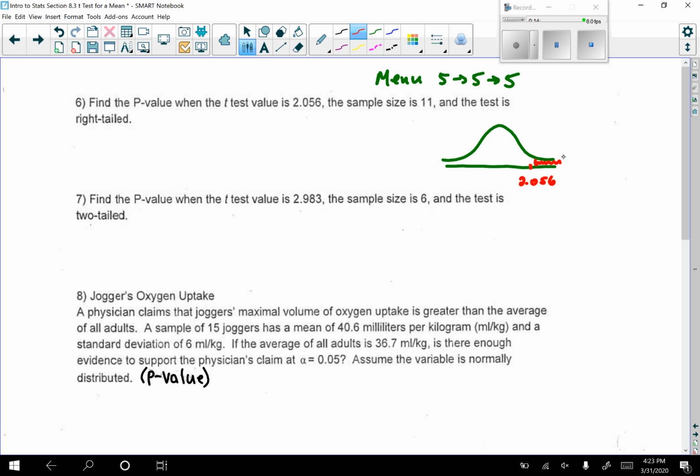So there's no need to double it. This isn't a two-tailed test, just a right-tailed. So the 2.056 is our lower boundary. So type in 2.056. The upper bound is going to be infinity. And our degrees of freedom is 10. So we should be getting that the p-value is equal to 0.033. Hopefully you were coming up with that. All right, for 7, this is a two-tailed test, so we have to double the area we're getting to give us our p-value.